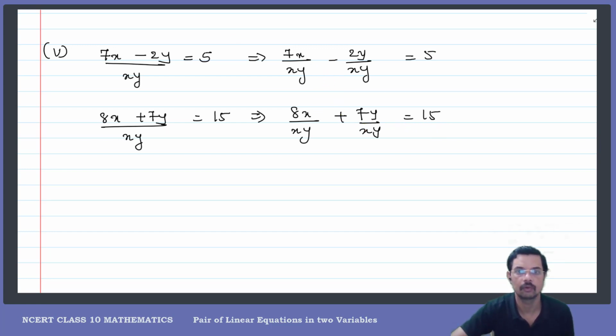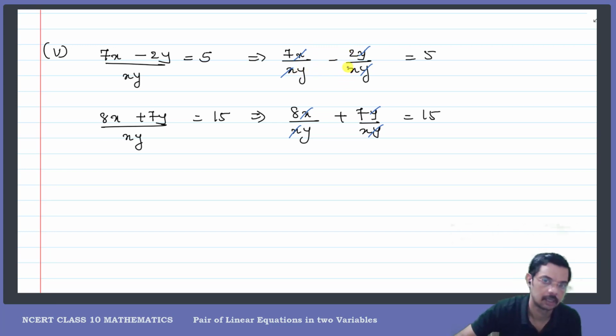Now, if you observe, you can cancel this x, you can cancel this y. From here x will go and from here y will go. So what do we have now? See here everything is reversed. So in this case I will take 1 by y equal to a and 1 by x equal to b, so that I get a normal type of equation. I can do anything.